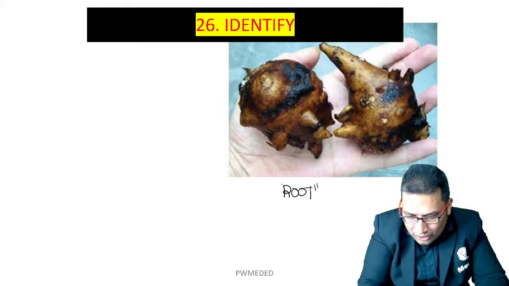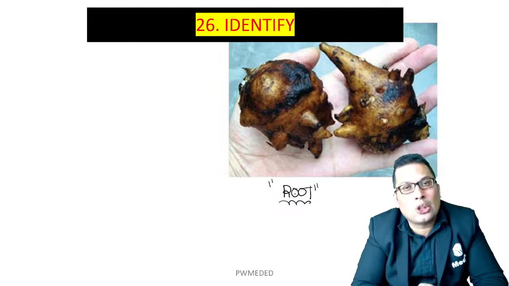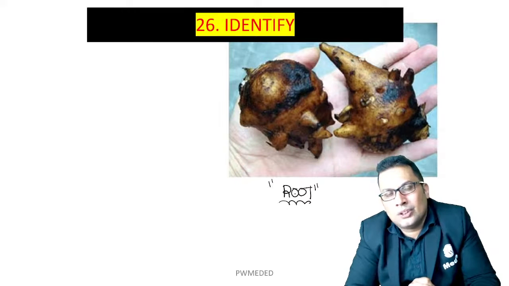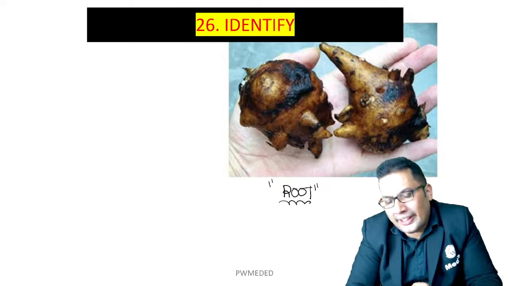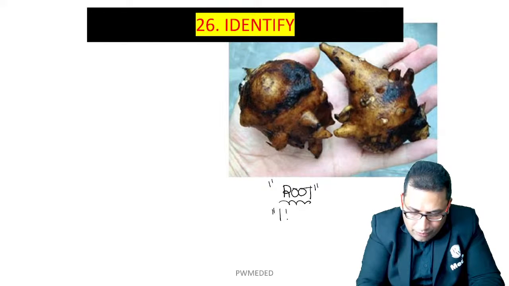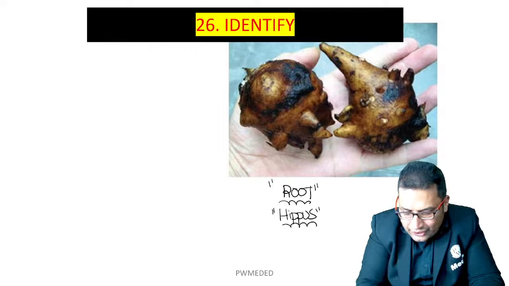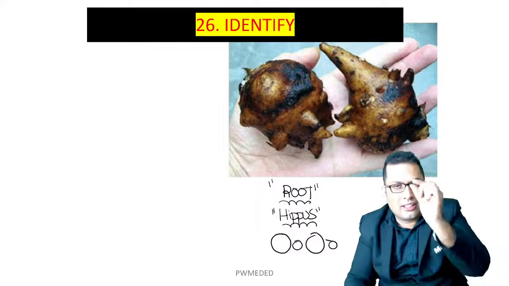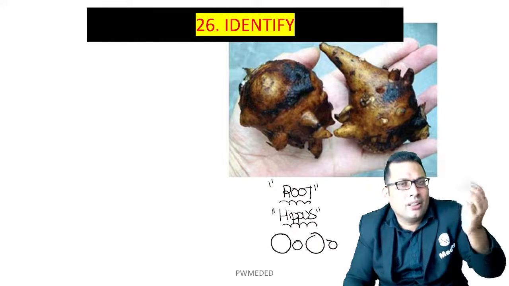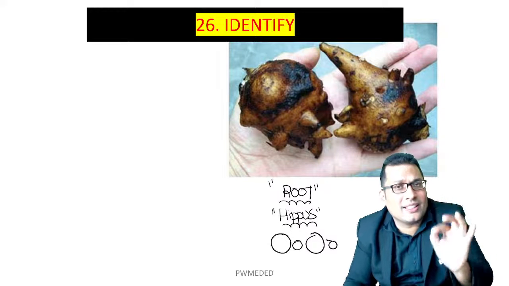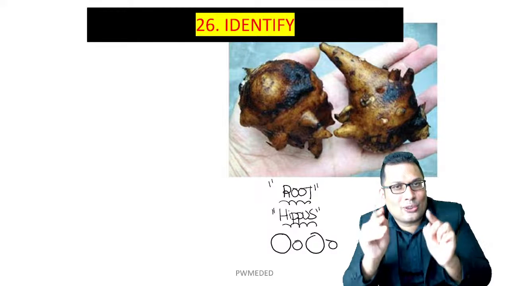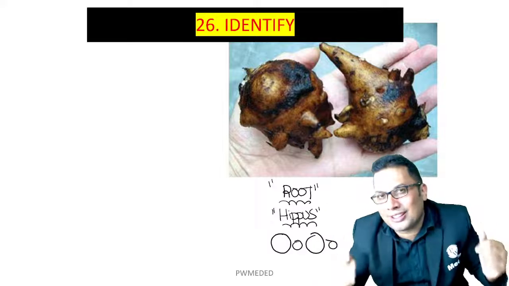Identify this root. It resembles horseradish root. It can lead to hippus. Hippus means alternate constriction and dilation of the pupil, like this, caused by this poison. What is this poison known as? It is also known as the queen of all poisons.